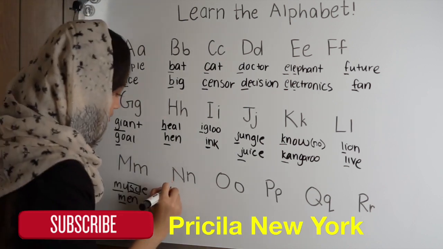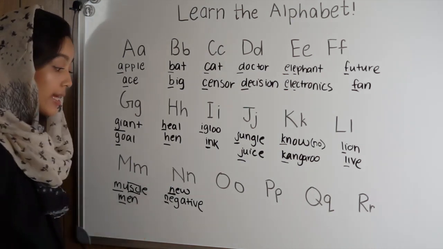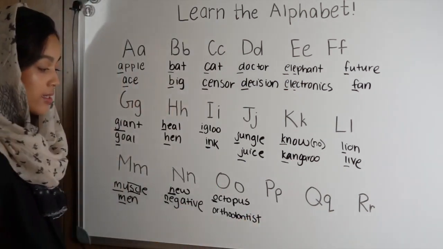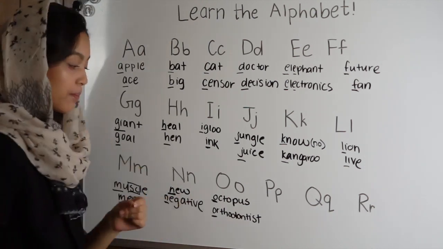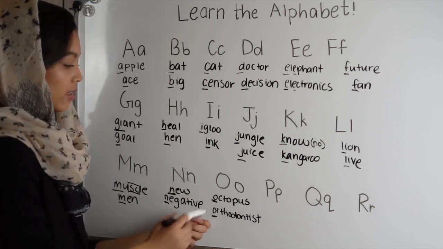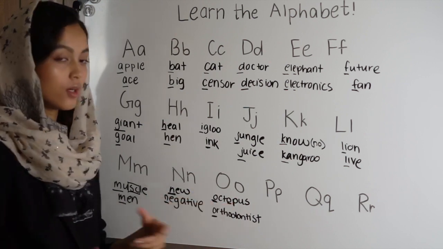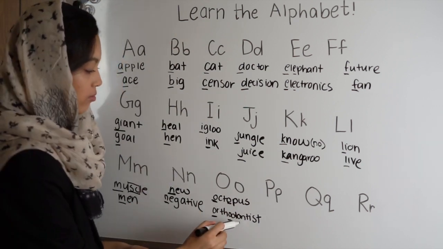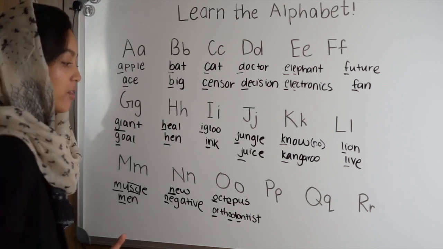Moving on to N. We have new, negative. Moving on to O. We have octopus and O, orthodontist. So এটার মধ্যে maybe একটা difference শুনতে পেরেছেন. Octopus, octopus. There's another O right here. O. There's the difference. And ortho. Dentist. Orthodontist. Moving on to P.